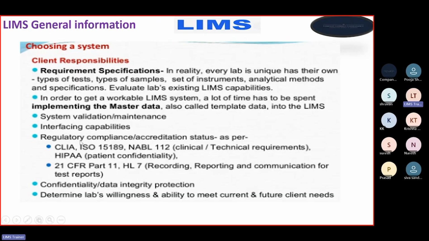Then regulatory compliance and accreditation status as per CLIA, ISO 15189, NABL 112, HIPAA. Then we have 21 CFR Part 11, HL7, US FDA, like that. So there are some regulatory bodies and regulatory compliances that also need to be followed by the LIMS, and at the time of choosing a system, this needs to be considered as well. Confidentiality, data integrity protection, determine the lab's willingness and ability to meet current and future client needs. Okay, so these are the client responsibilities at the time of choosing a system.